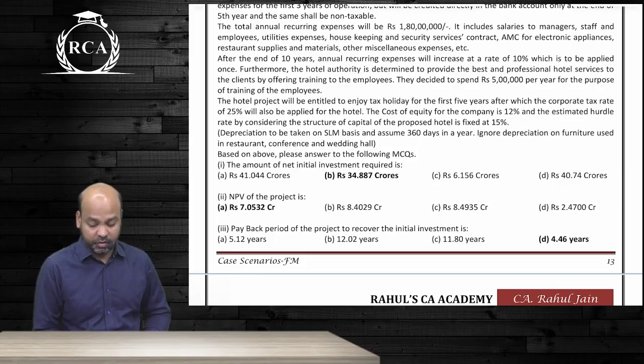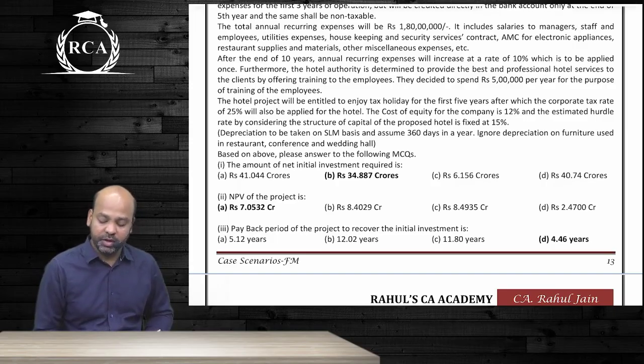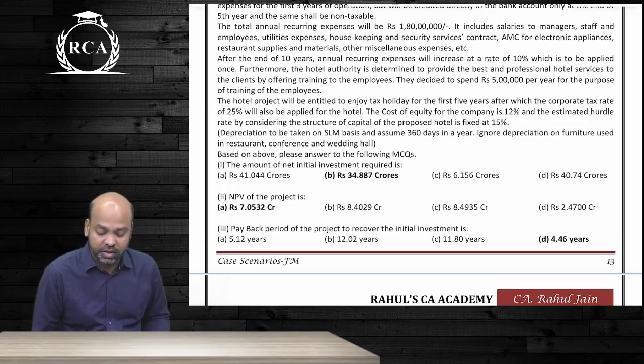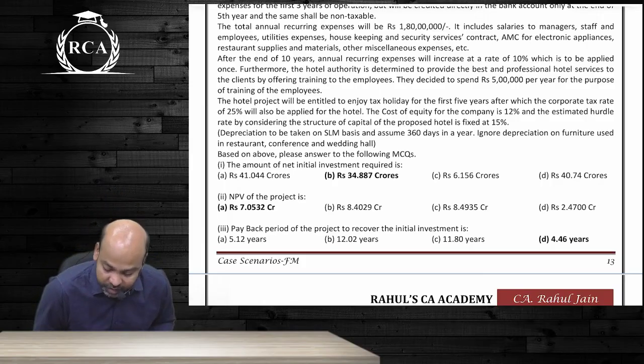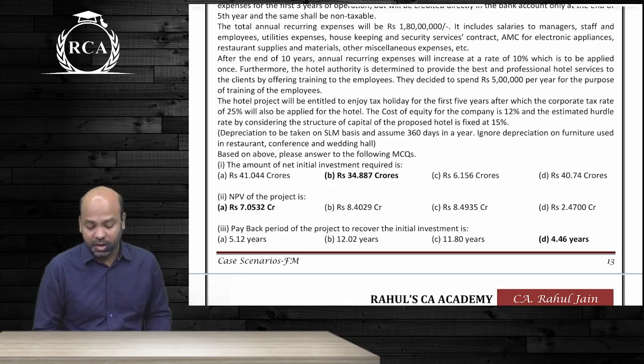Cost of equity is 12% and the estimated hurdle rate, by considering the structure of the capital of the proposed hotel, is fixed at 15%. You have to discount the cash flows at 15%. Depreciation is on SLM basis. Assume 360 days in a year. Ignore depreciation on furniture used in restaurant, conference and wedding hall. So depreciation will only be on the parts that they have specified earlier, guys.